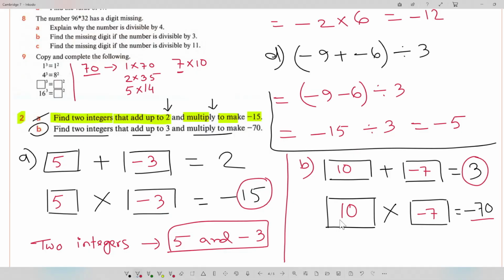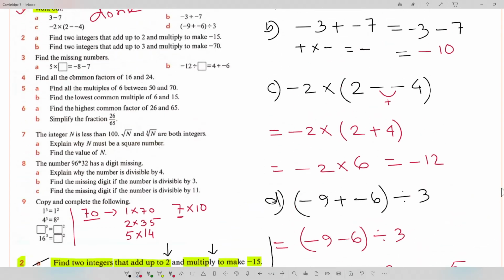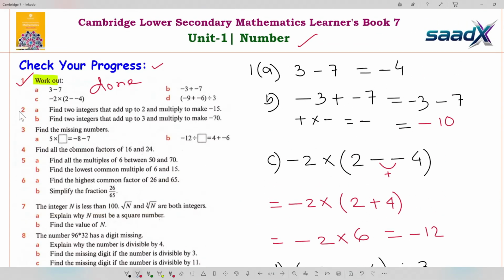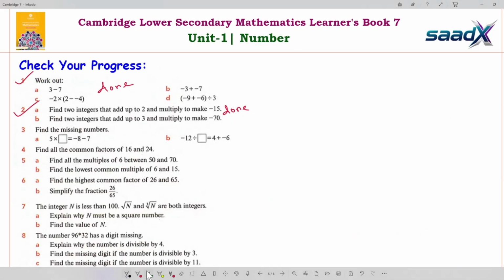So very interesting thing, right? So our two integers are what? One is 10, another one is minus 7. Very simple. So number 1 and 2 done. If you practice step by step, you can solve anything, right? So now we will start number 3. Number 3, find the missing numbers. 3A.